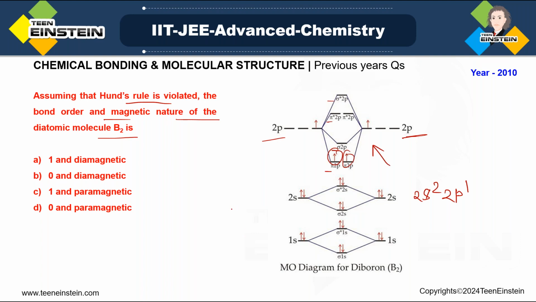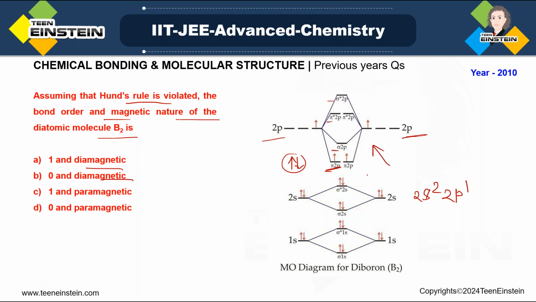Okay. And what about the bond order? Hund's rule is violated. Under that condition, it is asking about the magnetic nature. So what does Hund's rule say? There must be some placing of unpaired electrons, then only you can do pairing. But here we will not maintain Hund's rule. So both the electrons, instead of writing like this, we will write both the electrons in the same 2p. So that is why now it will be converted from para to dia. So it should be either of these two options.